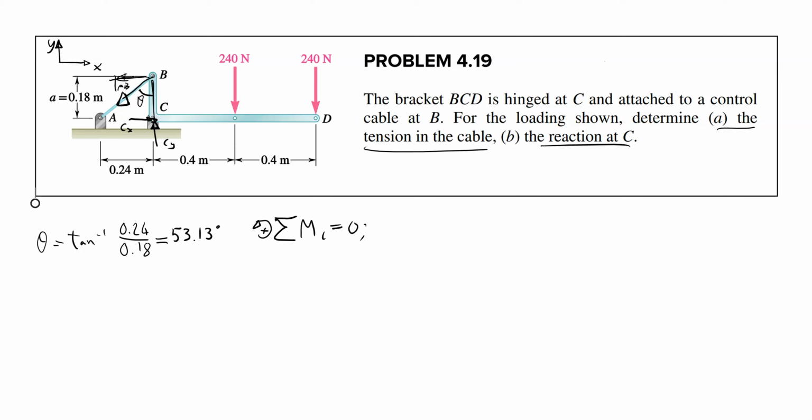Sorry, this is kind of a mess. I'll erase this in just a sec. But that component is going to be in the negative X. And now it's on the opposite side from the angle theta, so we're going to use sine. Let me just clean up some of the mess I've made here. So that's going to be in the positive direction, so TAB sine theta, multiplied by the perpendicular distance here, which is that 0.18 meters.